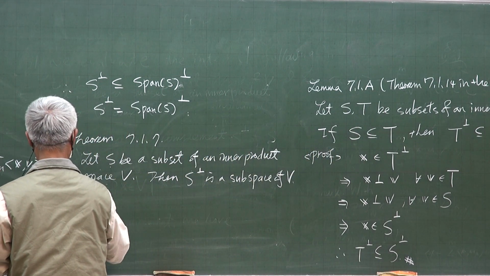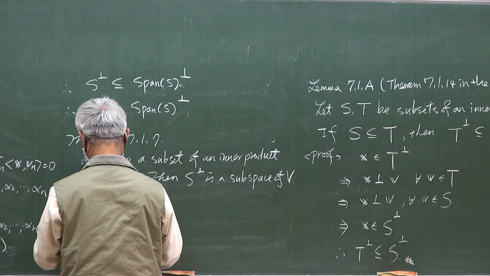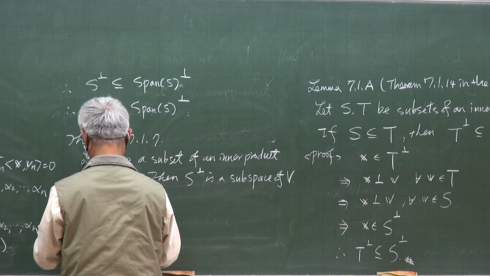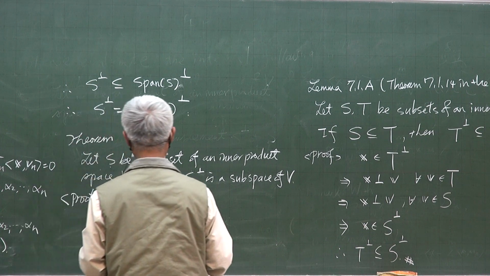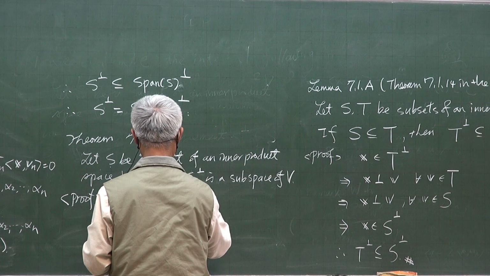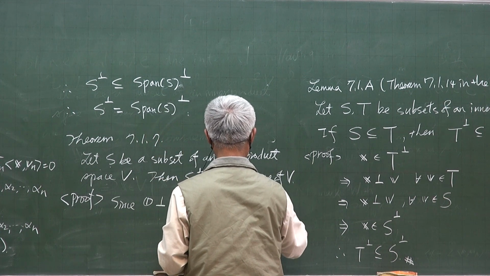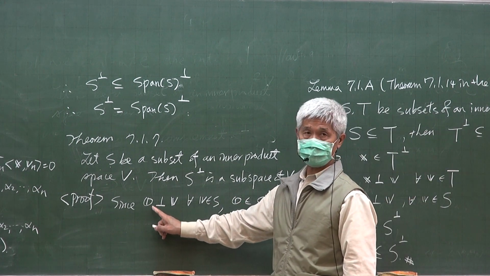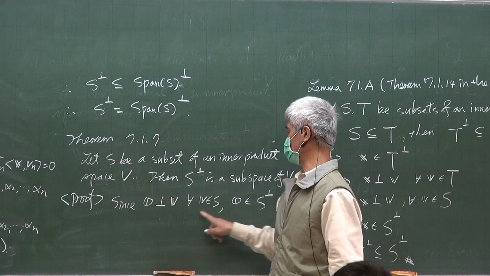The proof. Since 0 is orthogonal to every element, the 0 vector should be in the orthogonal complement, because as we noticed, the 0 vector is orthogonal to every element in the vector space V. So this is true.